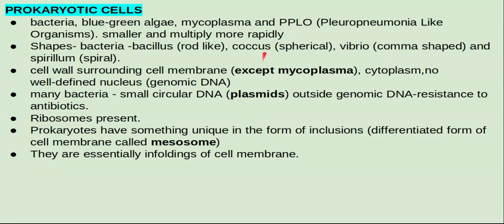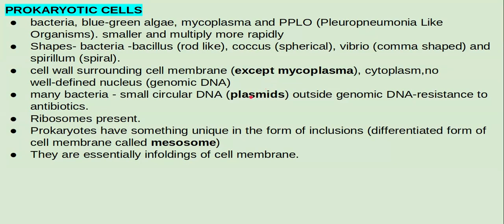Okay. So in our diagram now, you will have to look for the plasmid DNA. You will have to look for a nucleoid region, which is not a well-defined nucleus, and we will look for mesosomes. Okay, and organelles which are non-membrane bound, such as the ribosomes.